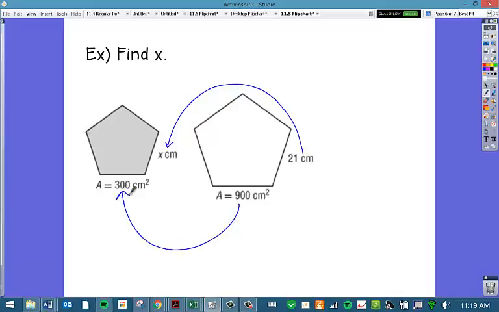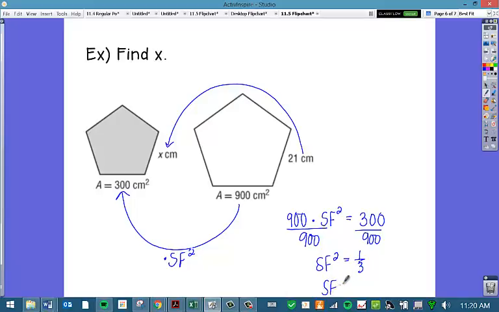So I know the area of the original pentagon is 900. I am multiplying my original area by my scale factor squared in order to get my new area of 300. So I'm going to set up an equation. My old area, 900, times the scale factor squared should give me the new area, 300. I'm going to divide by 900 on both sides. And so my scale factor squared is going to be 1 over 3.